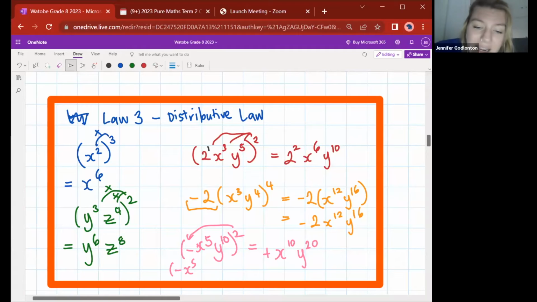If you're feeling uncertain, you can write it out. So you can say negative x to the 5, y to the 10 times negative x to the 5, y to the 10. And then you'll be able to see those two negatives would become a positive. So that was the only trick in this question. Just be careful if there's a negative sign and you're squaring that bracket, it's going to become a positive.